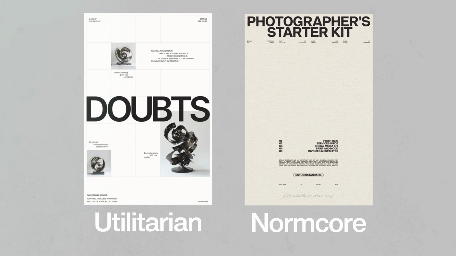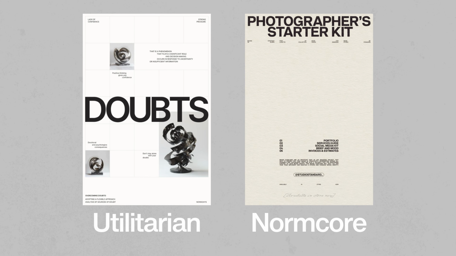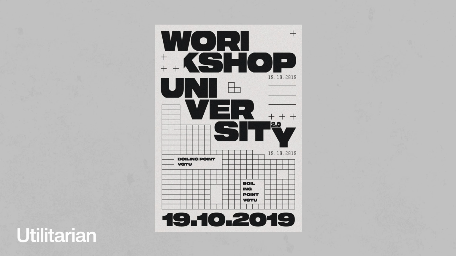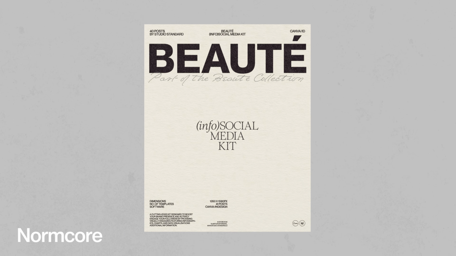We like to think of it as the little brother or maybe the cousin of utilitarian design. Normcore shares the same DNA, but it's not quite the same. Utilitarian design often feels industrial or technical. Normcore has a bit of the same industrial flair, but it's even more stripped back. It's deliberately anti-style, and that's the whole point.